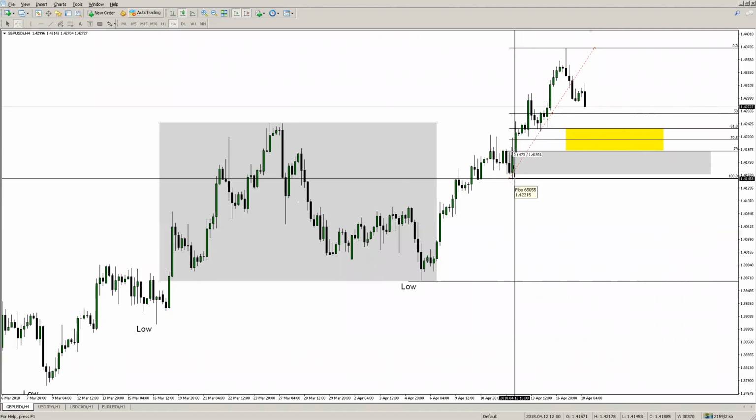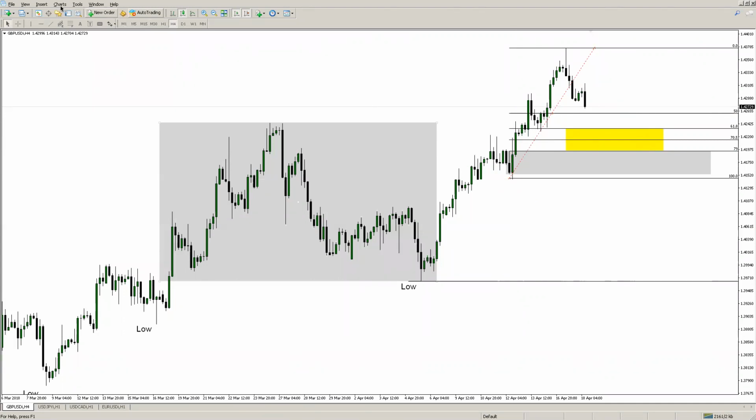All right, so based off a 4-hour time frame, this would be a 50 pip stop, and then we would be targeting this high. Okay, 180 pips. This is a 4-hour time frame, guys, so just keep in mind this could be a trade idea that unfolds over the next 2 days.